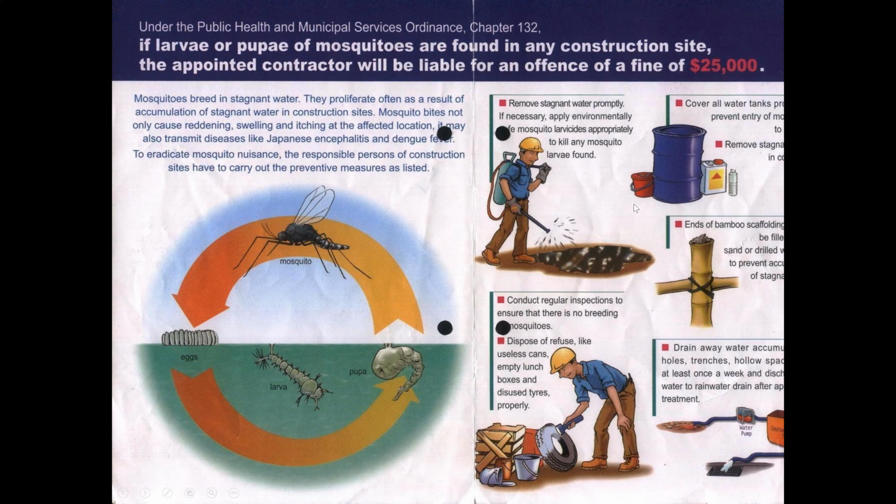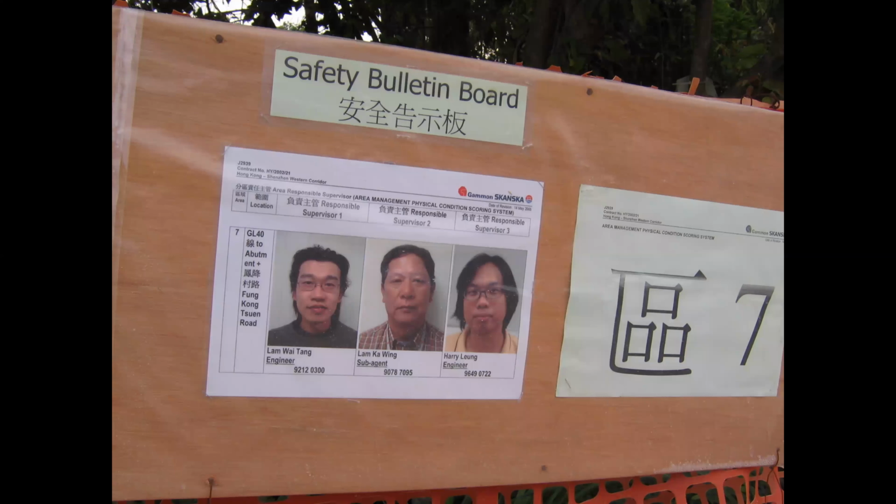That is to avoid any mosquito breeding place, because the Hong Kong administration has a public health and safety ordinance. They put a 25,000 Hong Kong dollar fine on contractors wherever they find stagnant water. So we need to avoid that rainwater; there should not be standing water where mosquitoes breed. Mosquito eggs become larvae and pupae, and then mosquitoes spread.